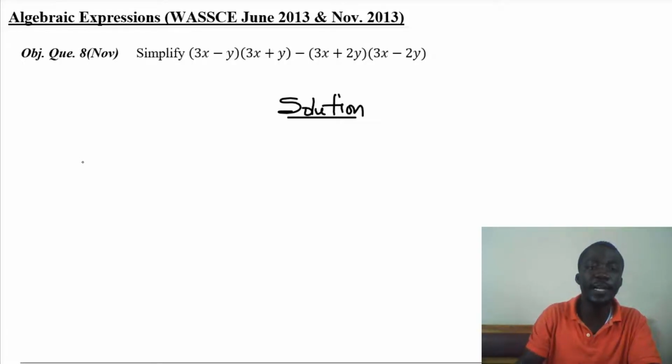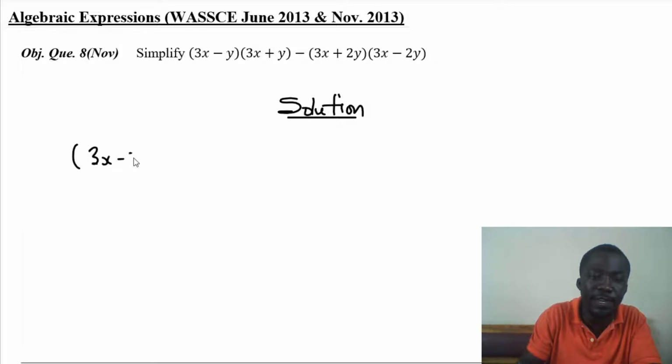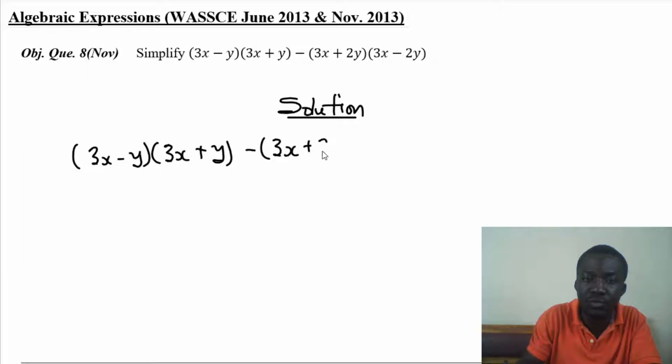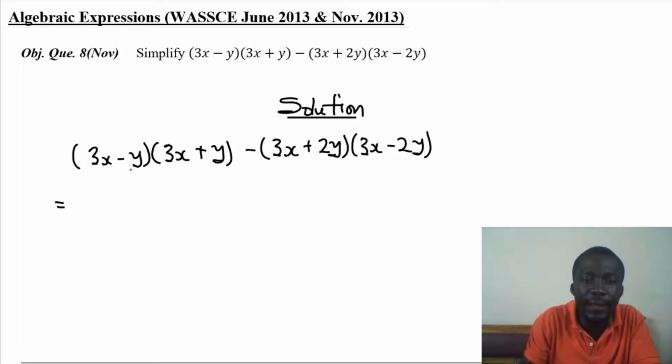Solution to objective question 8 November, which says we should simplify the bracket 3x minus y multiplying another bracket 3x plus y, minus the bracket 3x plus 2y multiplying 3x minus 2y. When we look at 3x minus y and 3x plus y, this is a factorization from a difference of two squares. So we are going to rewrite this as difference of two squares.